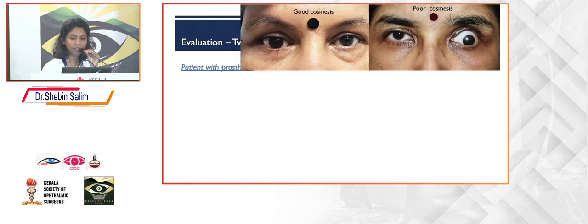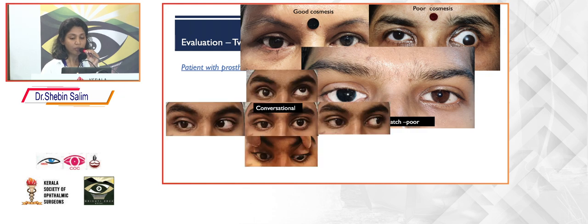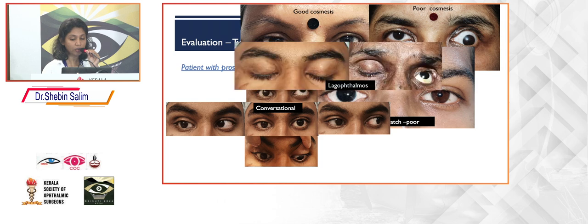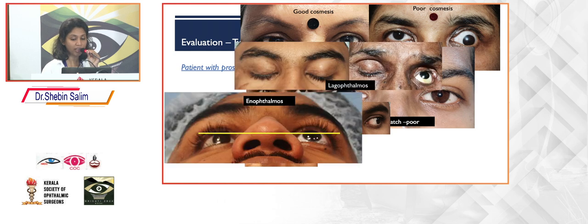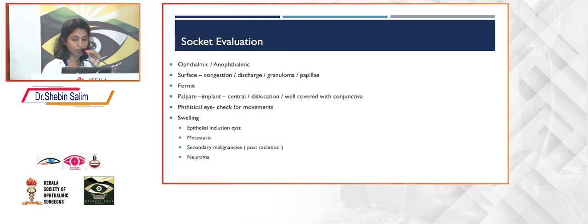So here we can see that they have very good cosmesis in the first picture, but in the second picture the cosmesis is poor. Color match is good in both eyes, but here we can see that the corneal color matching is poor. Then how is the movement? Is it excellent or conversational? Is there any lag of the lid, enophthalmos? You can see it on inspection in the worm's eye view or measure with a Hertel exophthalmometer. And finally about the lid, is there entropion, ectropion, or any ptosis?